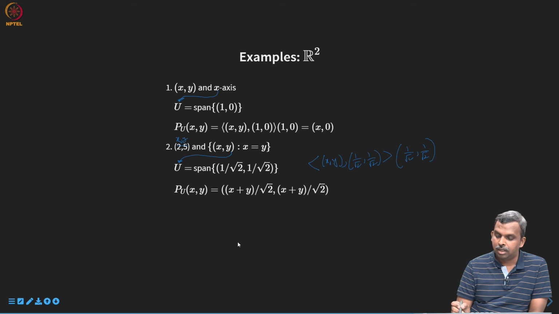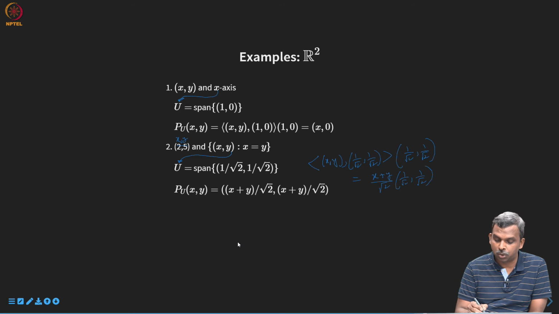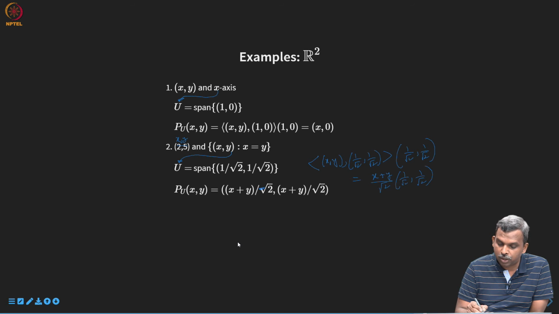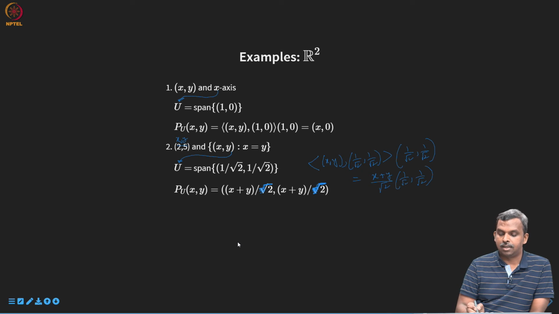Okay. So you have x plus y, and this inner product will work out to (x plus y) by root 2 times 1 by root 2, 1 by root 2. So I have missed a root 2 here, isn't it? So this root will not be there. The square root 2 will not be there. So it's just (x plus y) by 2, (x plus y) by 2. Okay. So that's the orthogonal projection.